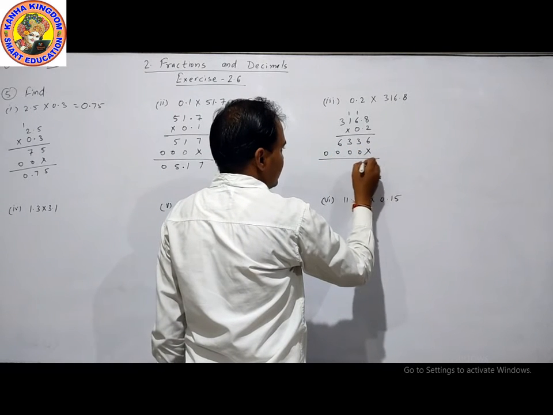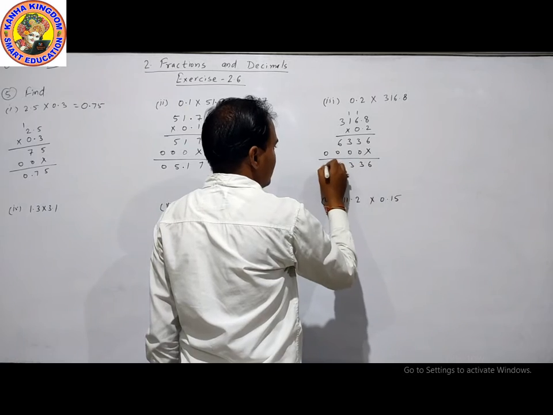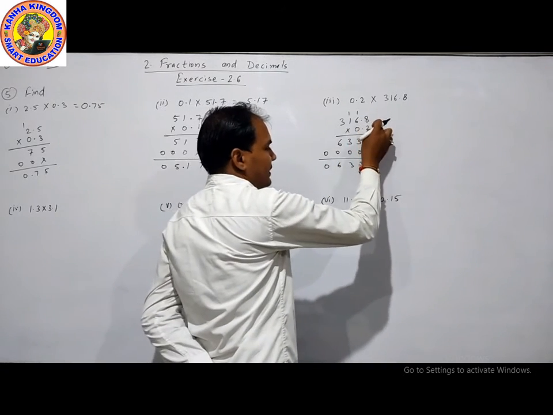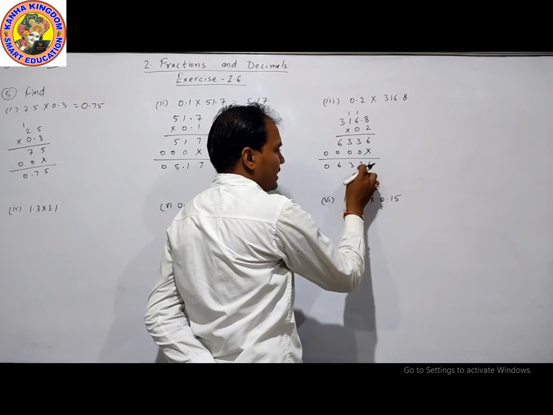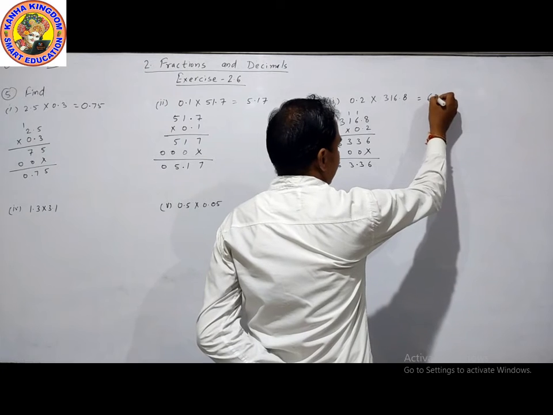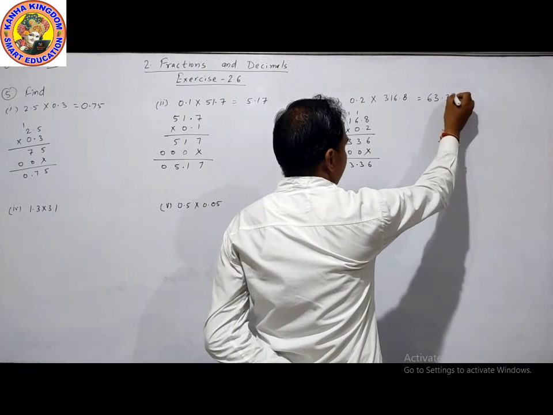Addition is 63360. Now counting of decimal points: 1 and 1, 2, so after 2 digits. The answer is 63.36.